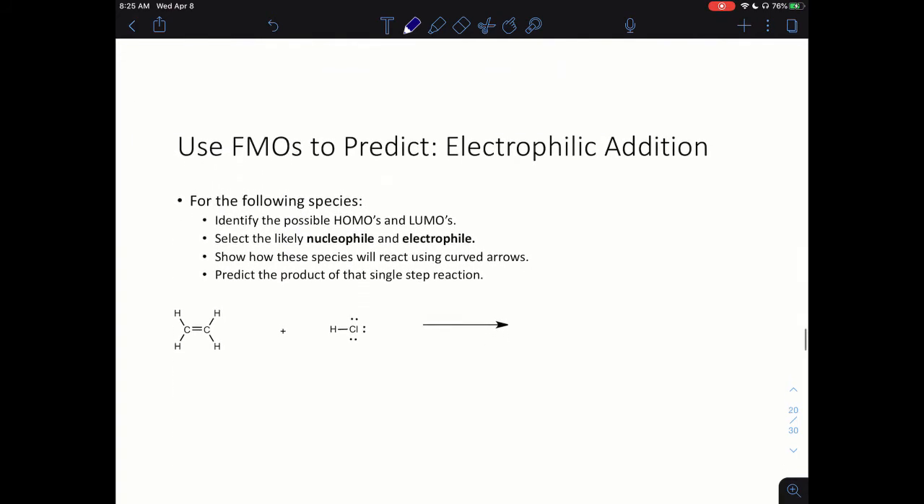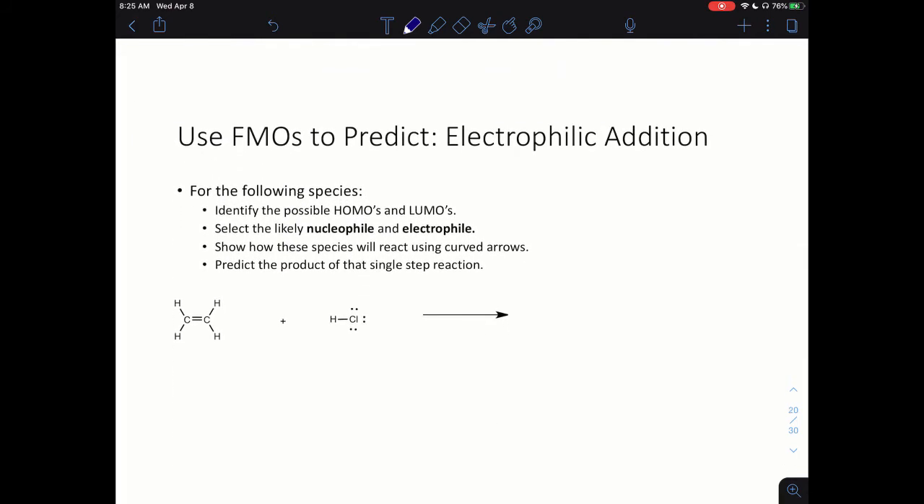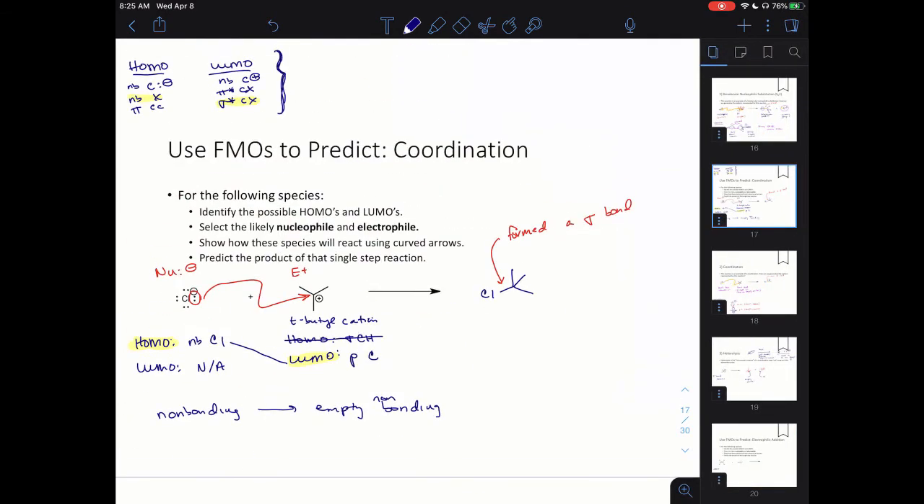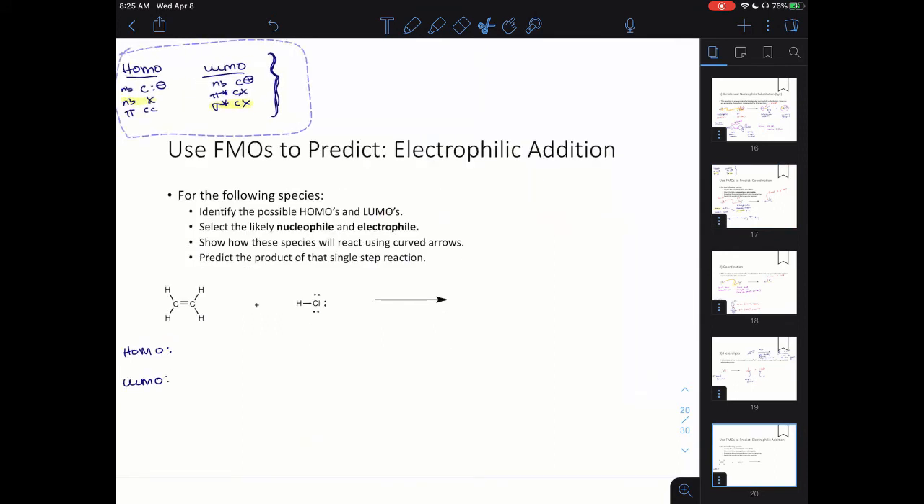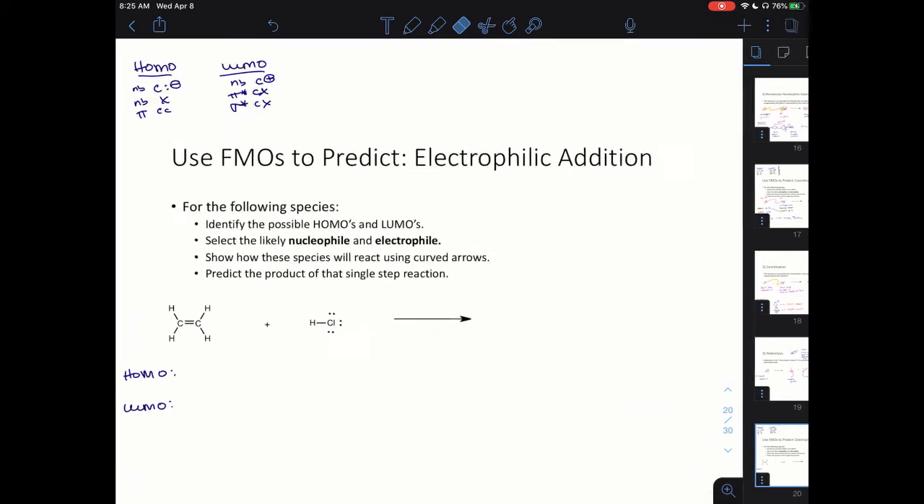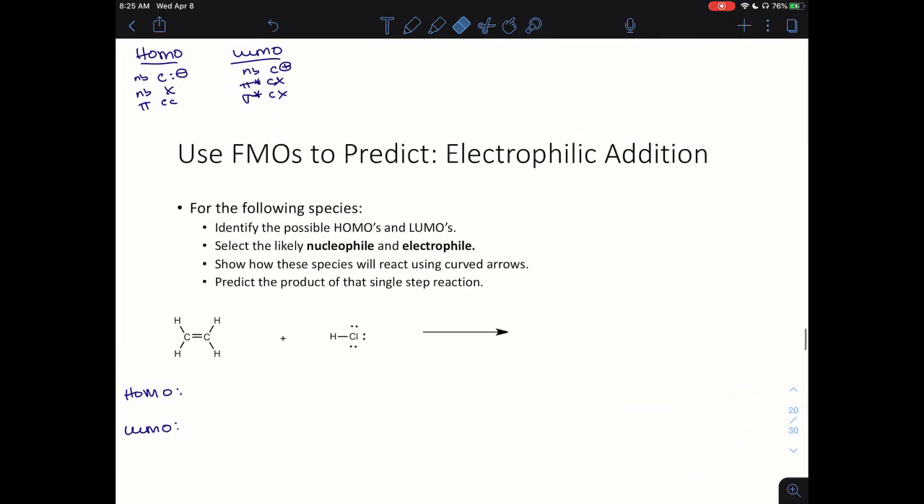Let's predict another step. All right, we're going to use FMOs to predict the following reaction. Let's identify the HOMOs and LUMOs of both species. Let's select the likely nucleophile and electrophile. We do that by thinking about what are the good HOMOs and LUMOs. You might be asking again, how do I know what the good HOMOs and LUMOs are? Well, you trust me because I know a lot about chemical reactivity and I'm distilling it down for you. And you will learn more and you will understand more later. All right, so let's do this.